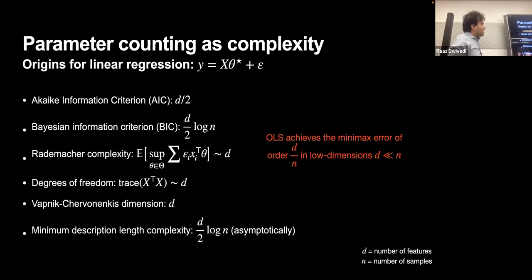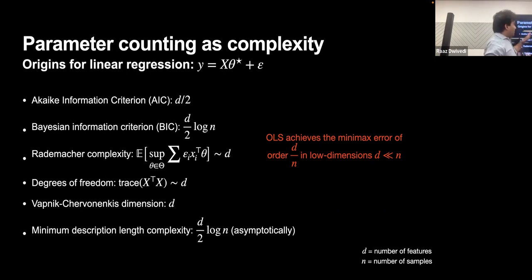There are a bunch of good reasons why people use it. It is because a lot of classical notions of complexity simplify to D, the parameter count itself. For example, the Akaike information criterion in the 70s, then the Bayesian information criterion, where D is the number of parameters, Rademacher complexity, degrees of freedom, VC dimension, and even minimum description length, which is what this talk is about. They all simplify to order D in D dimensions.